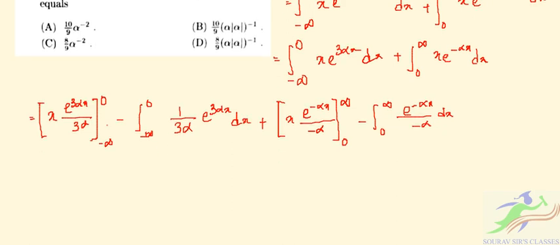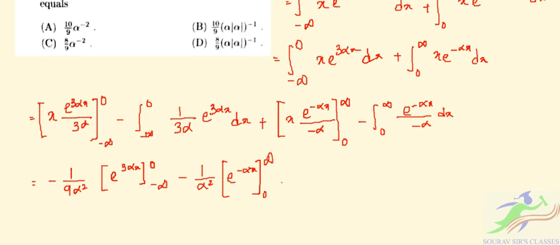After simplification we can write it will be nothing but minus 1 by 9 alpha square times e to the power 3 alpha x from 0 to minus infinity, minus 1 by alpha square times e to the power minus alpha x from 0 to infinity. If we solve this, it will be simply minus 1 by 9 alpha square minus 1 by alpha square. If we simplify this, we will have 8 by 9 alpha square. So this is for alpha greater than 0.